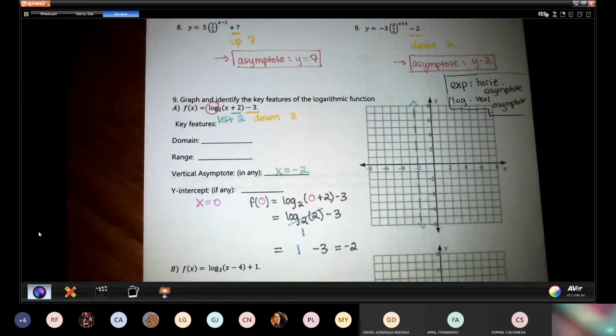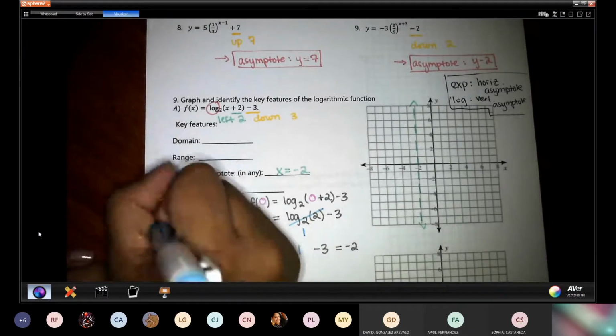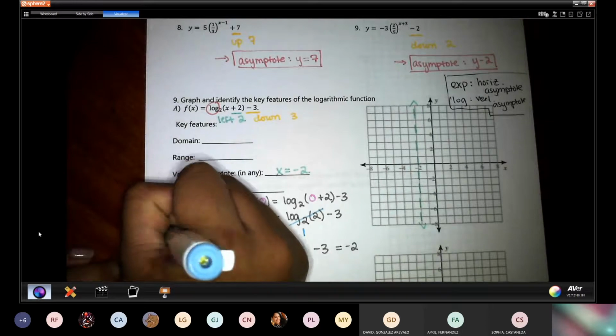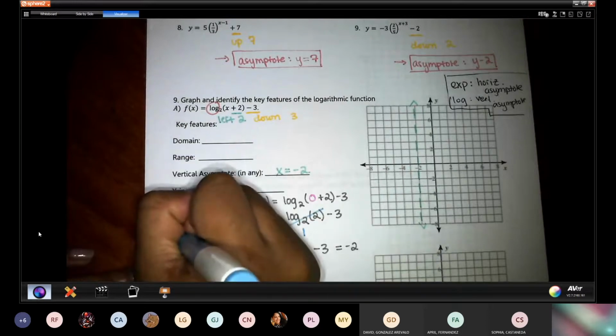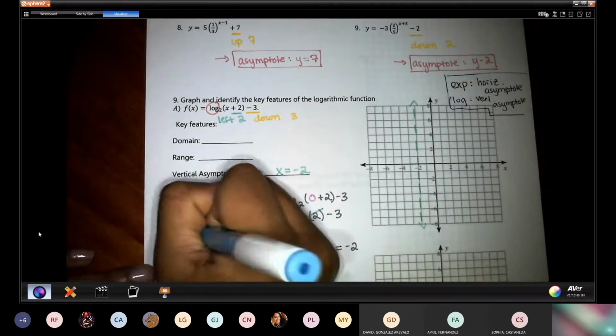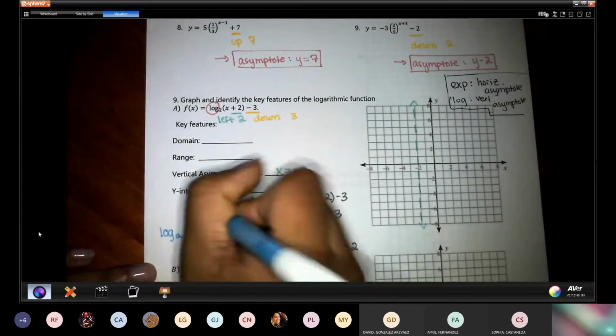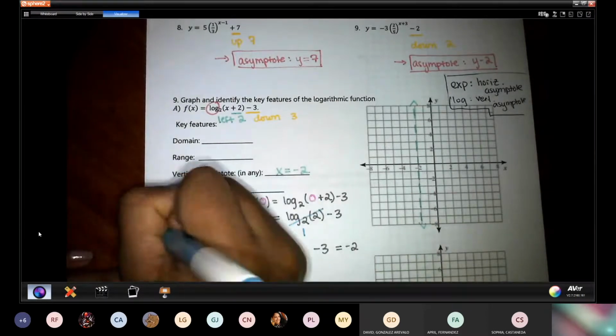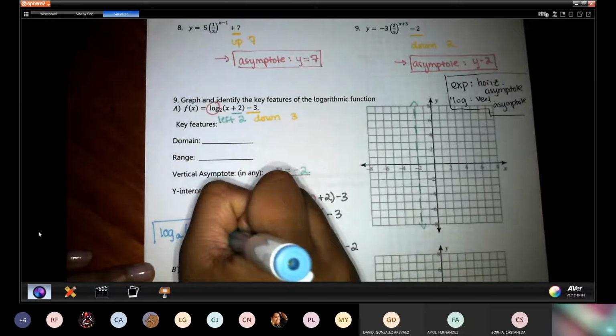So what just happened there is we used a log rule, and we'll talk about those more. I think it's in 10B, so don't get too worried about it for now. But what you need to know is a log of anything which has a base, that means the number down here, that's equal to the same thing up here in the parentheses, is equal to 1. That's just a rule that y'all need to know.